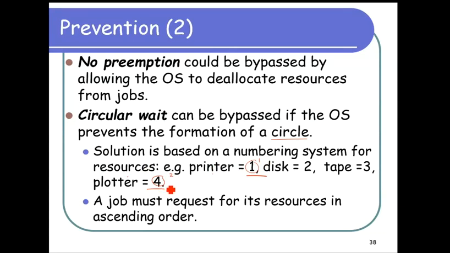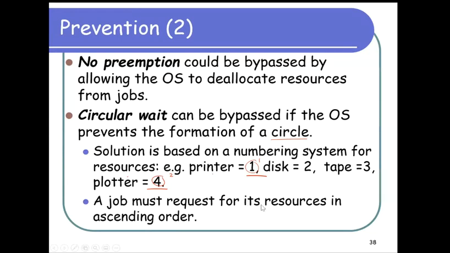Even if the job wants to use the plotter first followed by the printer, it still has to request the printer first and use it later. The job has to anticipate the order in which it will request resources. So even if I need a plotter first followed by a printer, I still need to request a printer first, then a plotter. This is to avoid a circle.